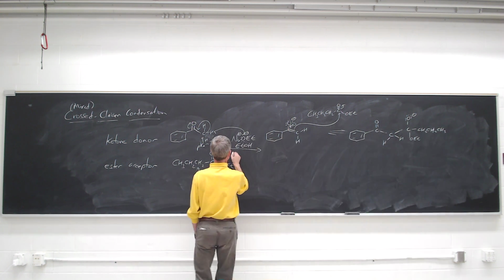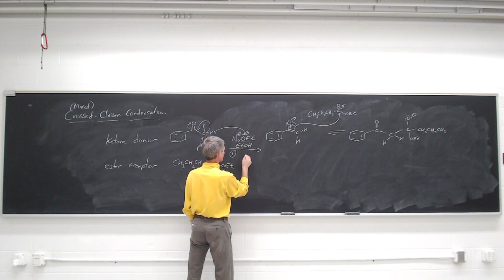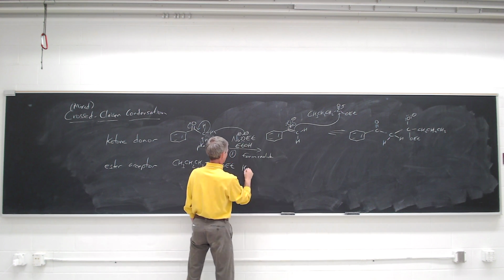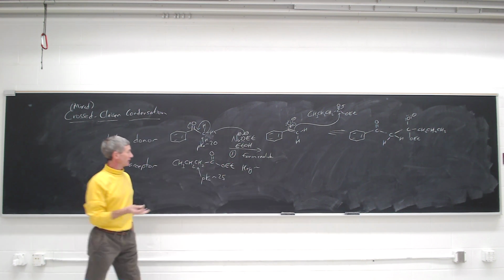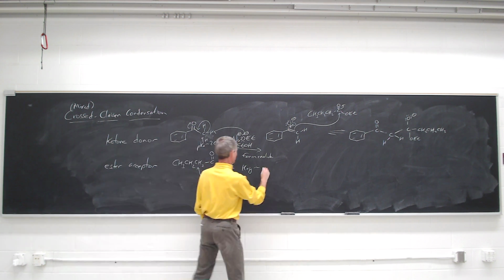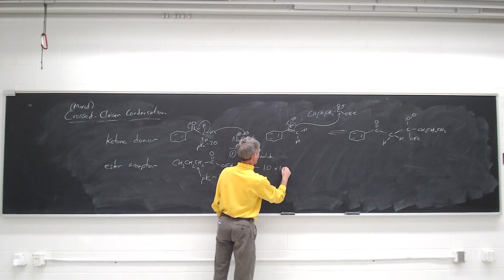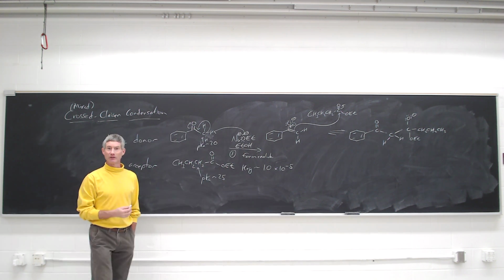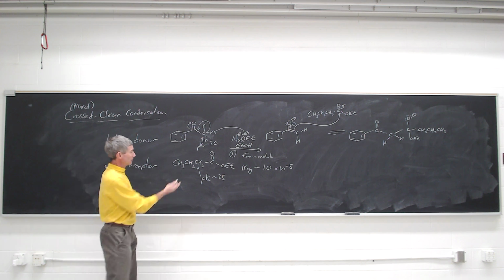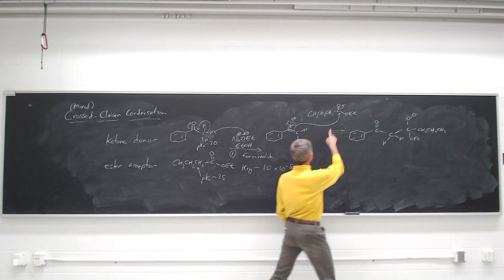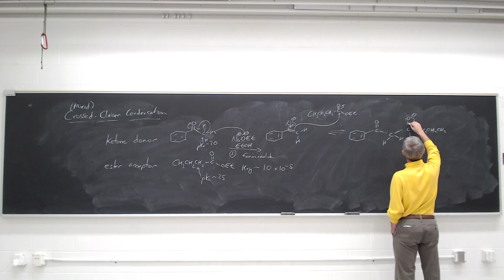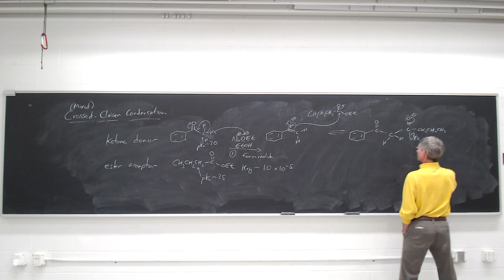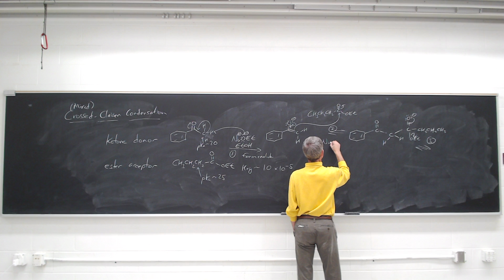Step 1, as usual, is proton transfer, forming the enolate. And the equilibrium constant for this reaction is less unfavorable than it was for the regular Claisen condensation. It's about 10 to the minus 5 now, because the pKa of ethanol and the pKa of the ketone differ by only 5 orders of magnitude rather than 10. The ester carbonyl is attacked in step 2, and then in step 3, you lose the leaving group.